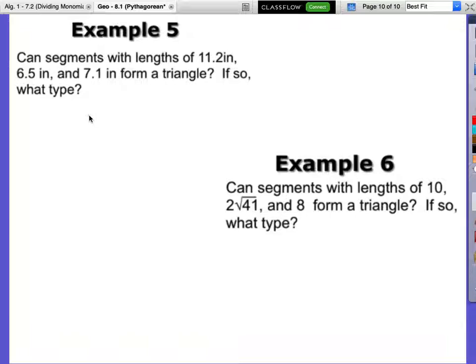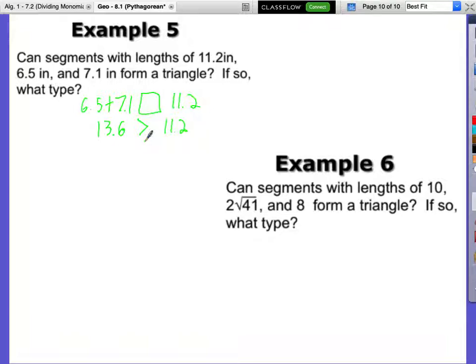What are the two smallest sides here? 6.5 and 7.1. And we compare that to 11.2. Remember when we put this box here before? We said we don't know what's going in that box. 6.5 plus 7.1 will be 13.6. And what does that compare to 11.2? Greater. So can this make a triangle? Yes.